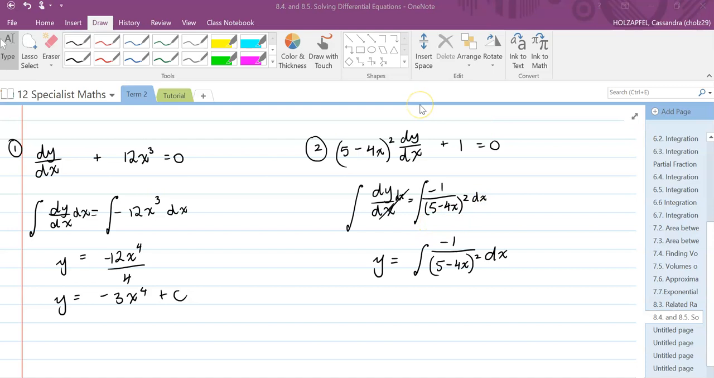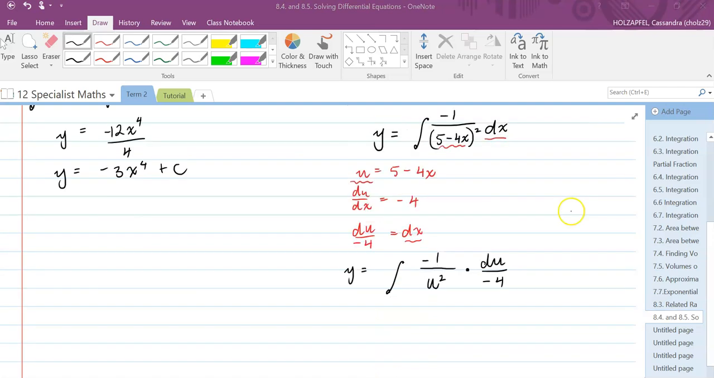To perform this integral, I'm going to let this inside function equal to u. So u is equal to 5 minus 4x. I'm going to then derive with respect to x, so the derivative is going to be equal to negative 4. So now when I rearrange, I'm going to have du over negative 4 is equal to dx. So I can replace this inside function here, and I can replace this dx on the end here.